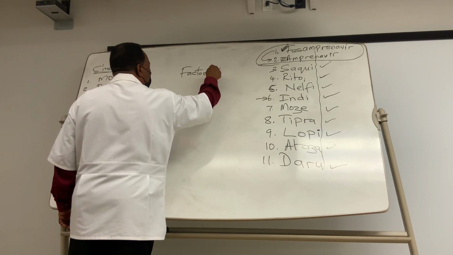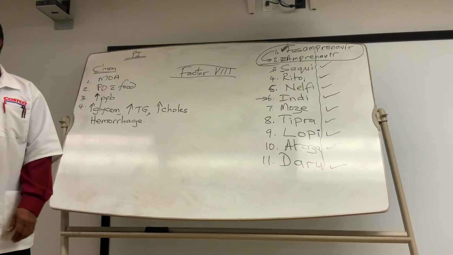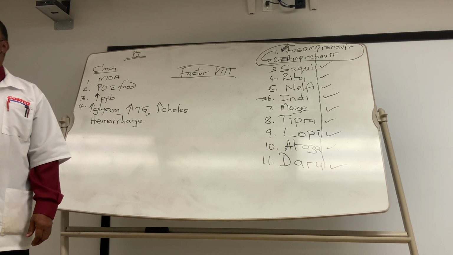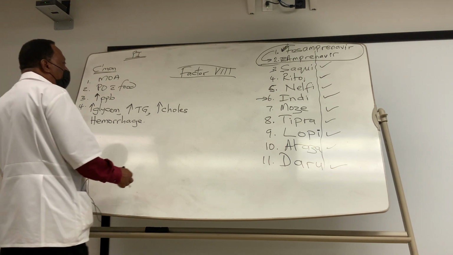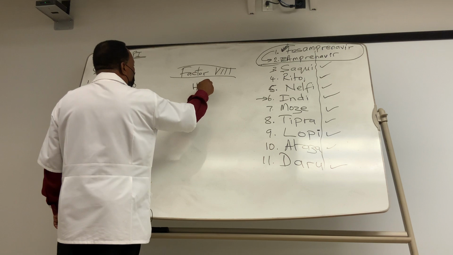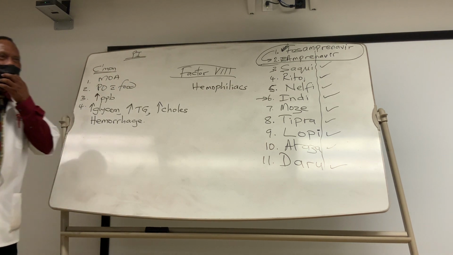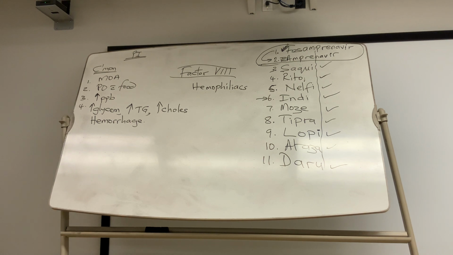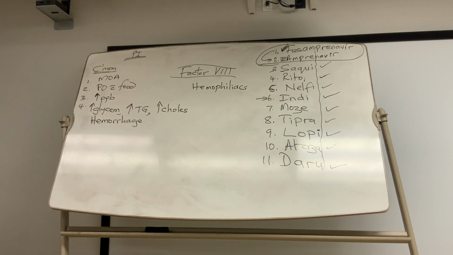Who is usually deficient in factor 8, coagulation factor 8? Hemophiliacs. Okay? So you have to exercise caution in giving a PI to a hemophiliac because of the tendency of your PIs to produce hemorrhage.